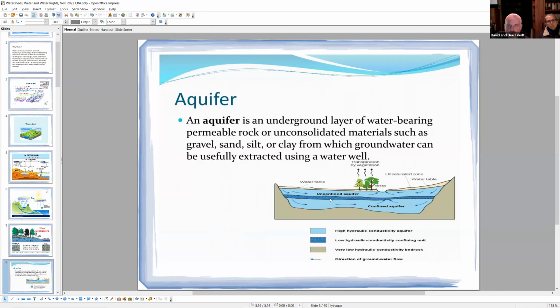And if you get a less permeable rock layer and there's an aquifer underneath, that's called a confined aquifer, and those are less susceptible to pollution. But when you get injection wells and fracking and so forth, they will get punctured and can get contaminated more easily that way.